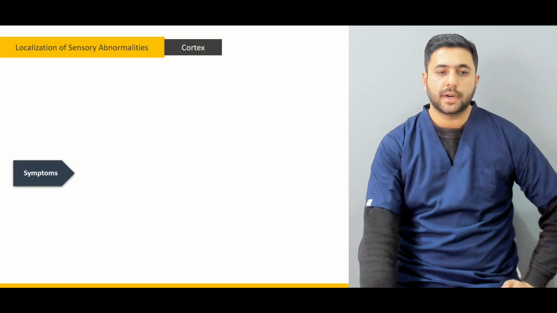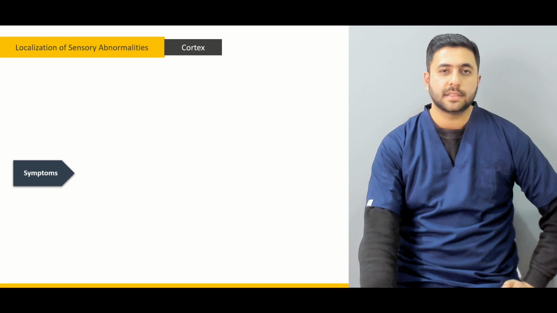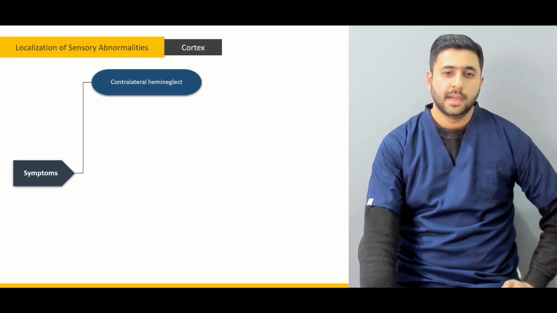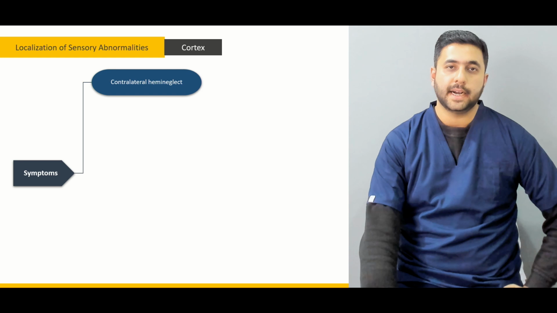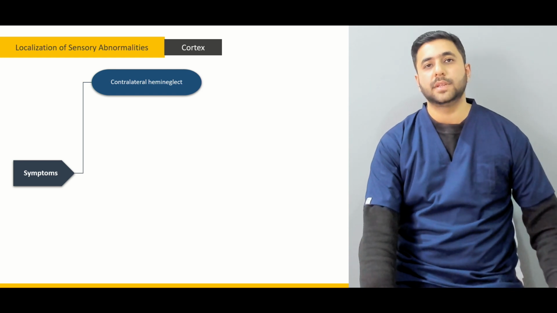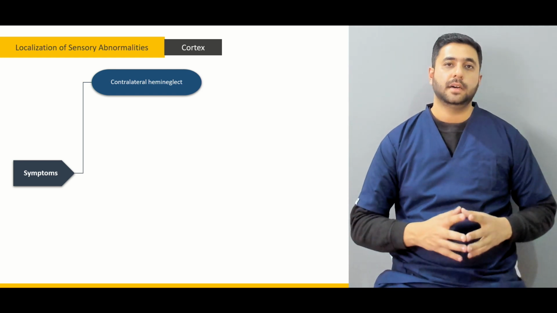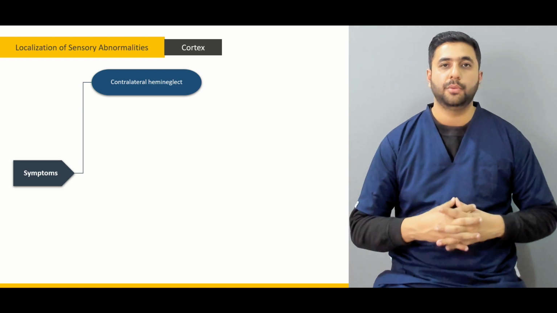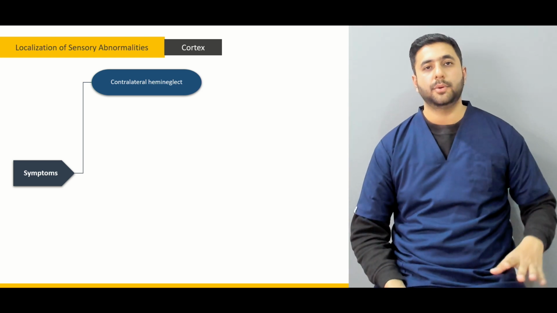Similarly, at the level of the cortex, what can be the symptoms along with the various sensations? There is contralateral hemi-neglect, in which the patient just neglects one side of the body. This is very common, especially if there is a right parietal lobe lesion, then the patient might just forget about the left side of the body.